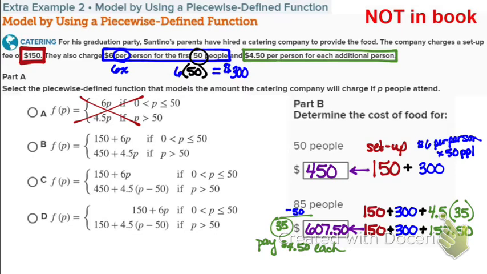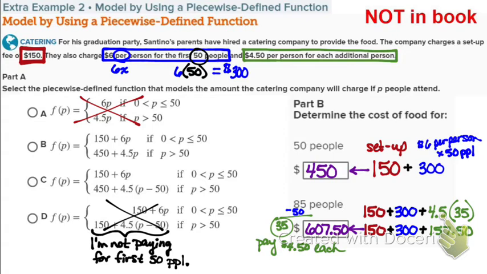Because that bottom inequality, or that bottom equation, that bottom rule, I'm not paying for the first 50 people. But I really do have to pay for the first 50 people. So this is not right. This is not going to give me an accurate amount that I would have to pay for this party.